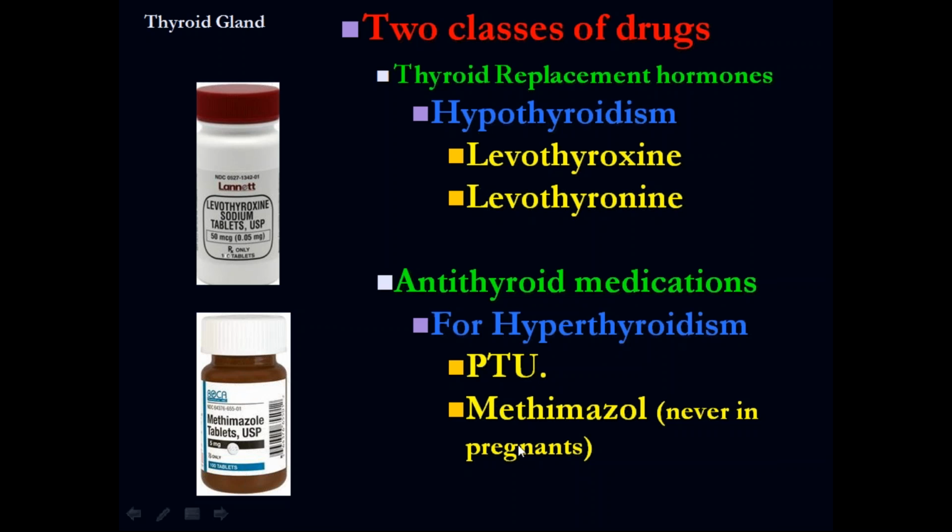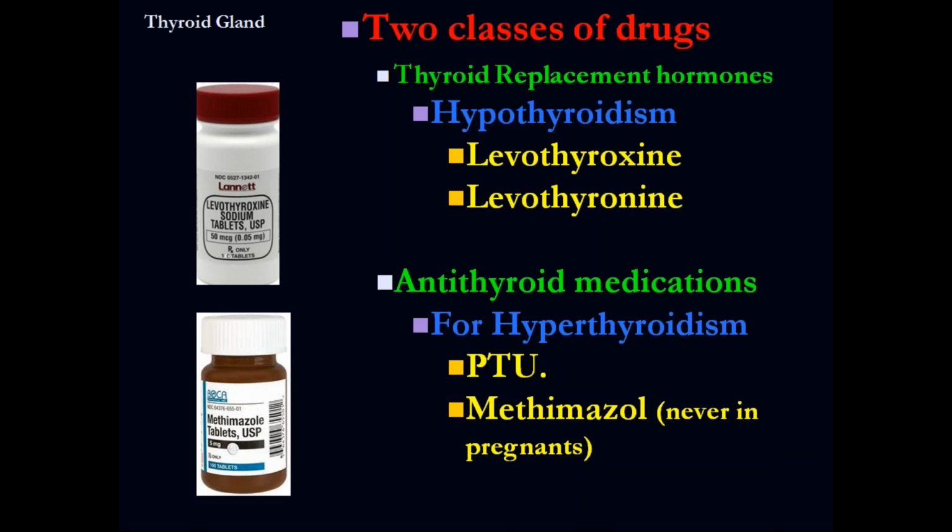Never giving this in pregnant. And one of the things that these medications do is decrease the production of T3 and T4. Again, hyperthyroidism, PTU, methimazole decrease the production of T3 and T4. So that means that the already existent T3 and T4 running through the blood is not going to be affected. So it needs time in order to produce the diminished overall T3 and T4.